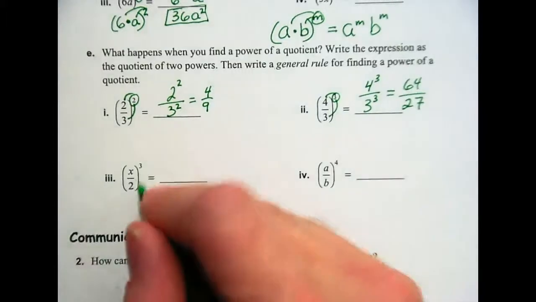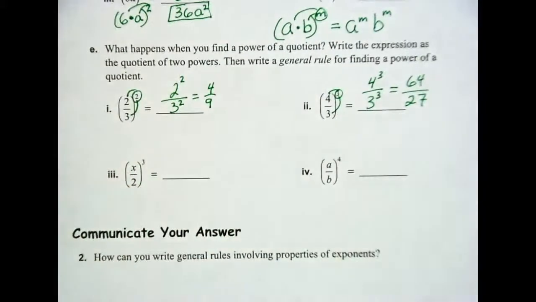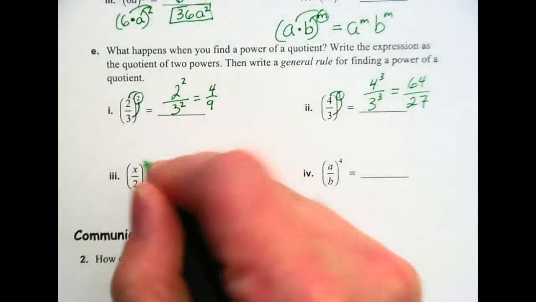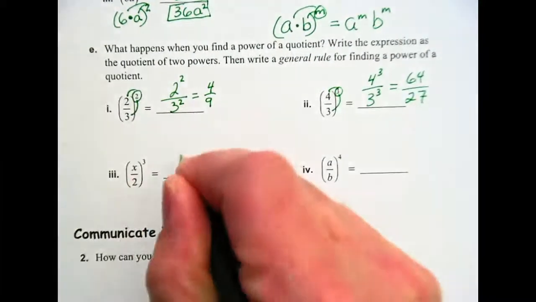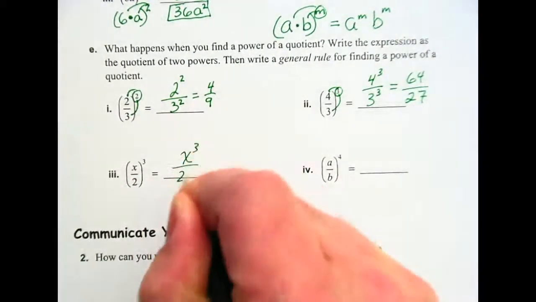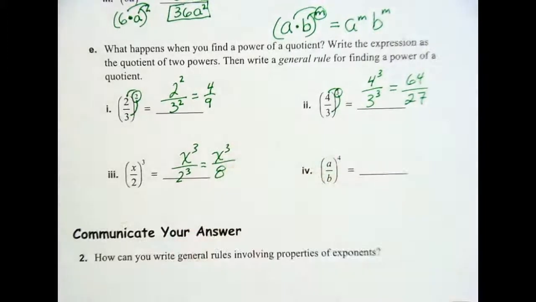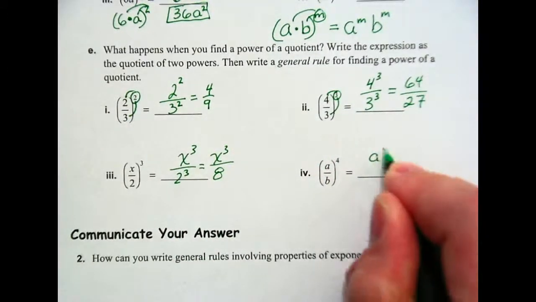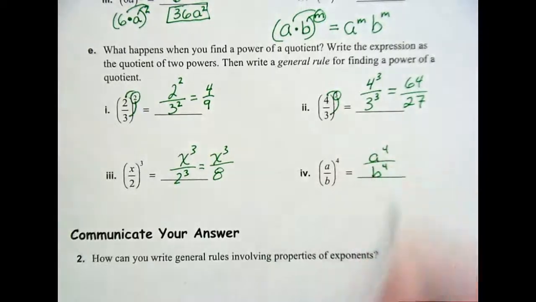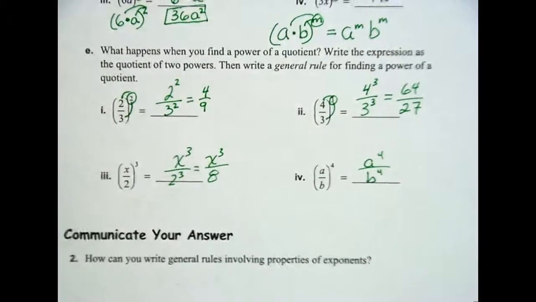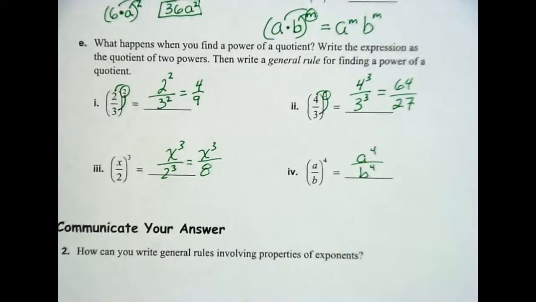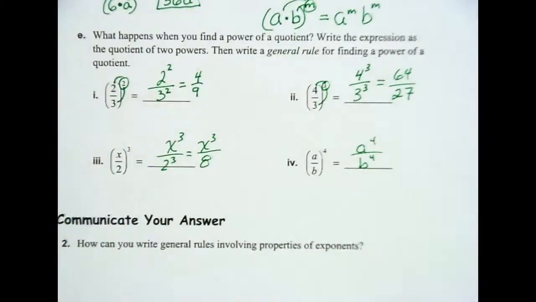All right, now we get to the general. Go ahead and finish those last two there if you haven't done so. Let's check it. This is x to the third over 2 to the third, which is x to the third over 8. This is a to the fourth over b to the fourth. Very good. How many got them both? Well done. Let's write the general rule. Go for it.